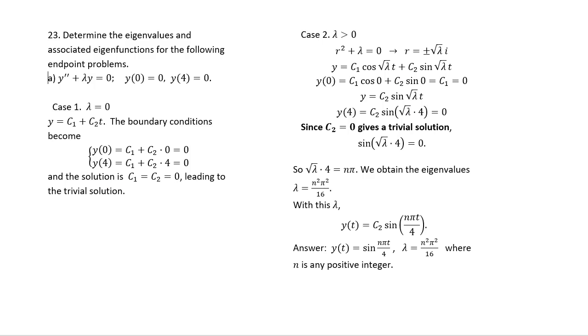Okay, number 23. Determine the eigenvalues and associated eigenfunctions for the following endpoint value problems. Alright, so this is a special case of the Sturm-Liouville equation, and we talked about this. It's always this equation, y double prime plus lambda y equal to 0. The actual Sturm-Liouville is much more complicated than this, but we'll only do these types. So the equation will always be of this form.